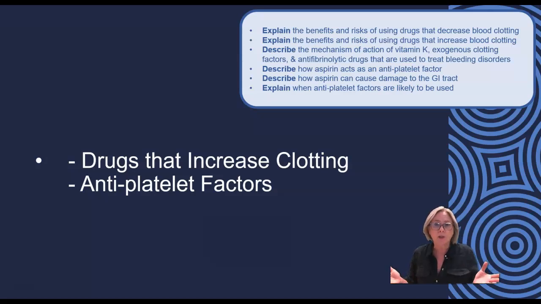So the things that we're going to be talking about are being able to explain the benefits and risks of using drugs that decrease blood clotting, but also those ones that increase blood clotting. We're going to be looking at the mechanism of vitamin K, exogenous clotting factors and antifibrinolytic drugs that are used to treat bleeding disorders. Then we'll move on to look at aspirin as an antiplatelet factor. We'll go over how it causes damage to the GI tract again, and then we'll talk about antiplatelet factors and when they're likely to be used.